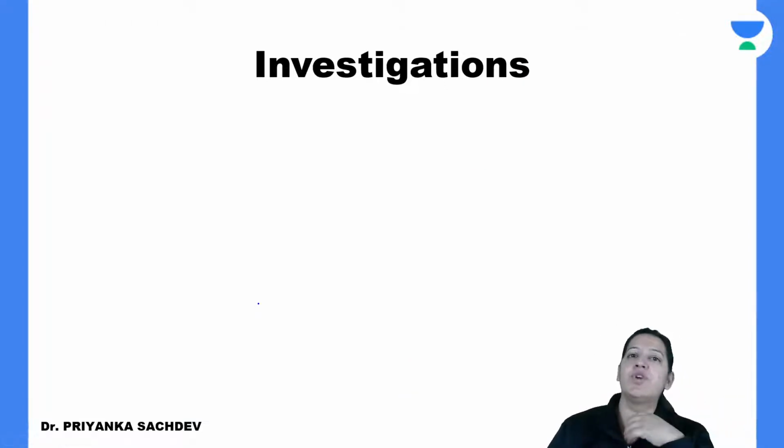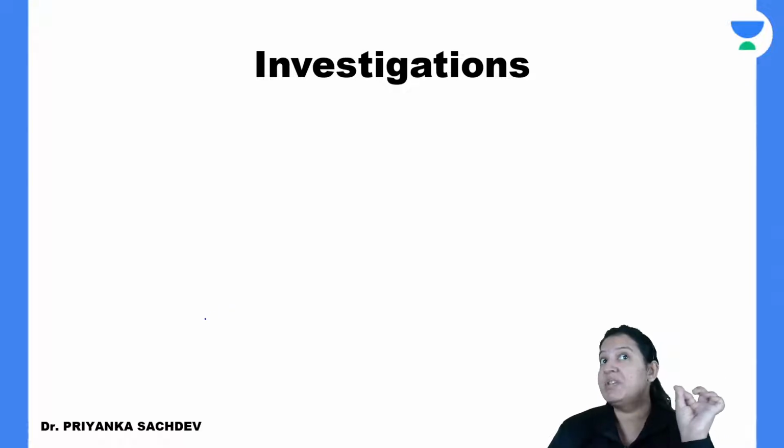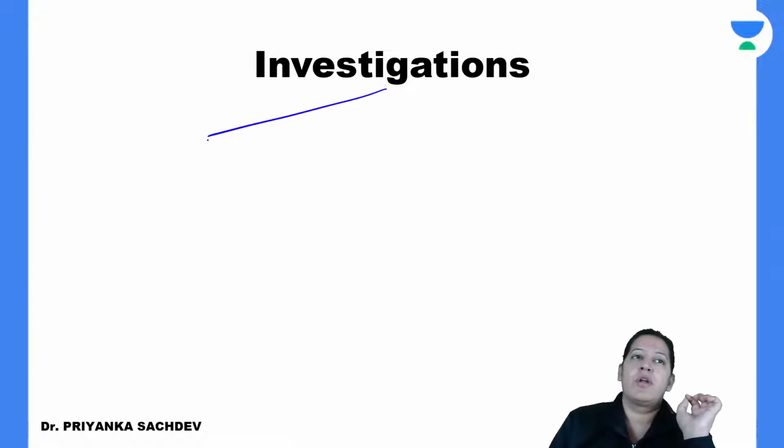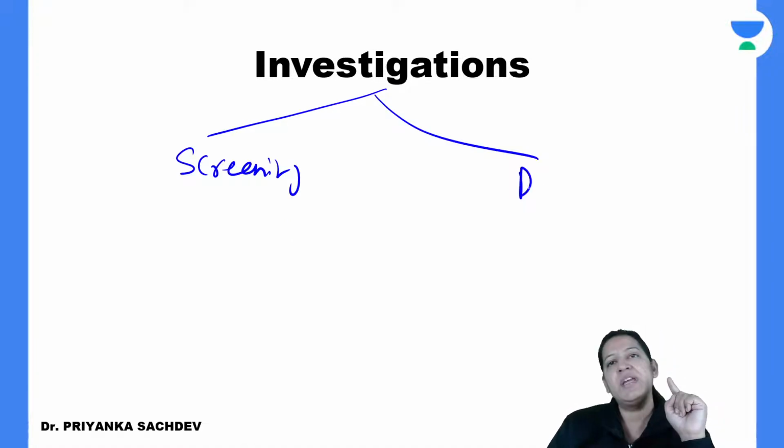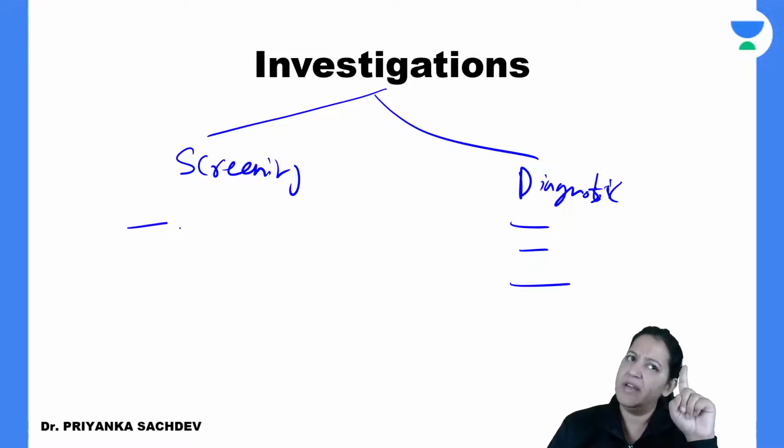What investigations will you order? What investigations will you order in this patient for the diagnosis of achalasia? Suppose this patient is in front of you, and you have a high suspicion that this patient has achalasia. What investigations will you order? You will order one screening test and three diagnostic tests. Diagnostic tests are three in number. Screening test is only one.